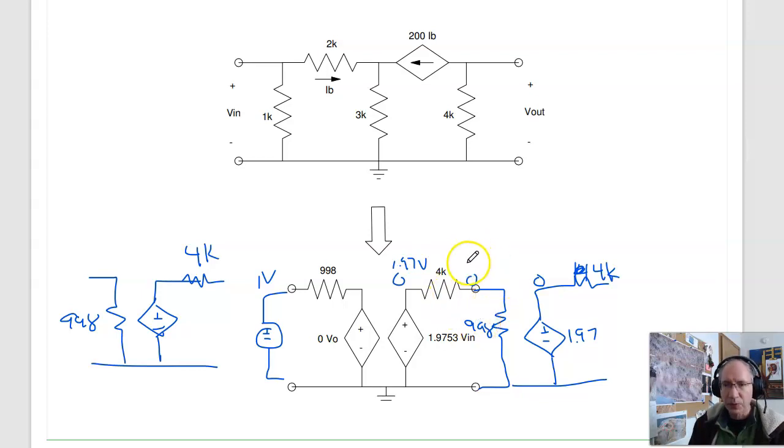0.394 volts times 1.97 is 0.77 volts. So this is 0.77 Vn. That's the two-port model for two of these cascaded. And notice the two-port models were much, much easier to analyze than if I had these cascaded. That's where two-port models are really useful when you start cascading amplifiers.